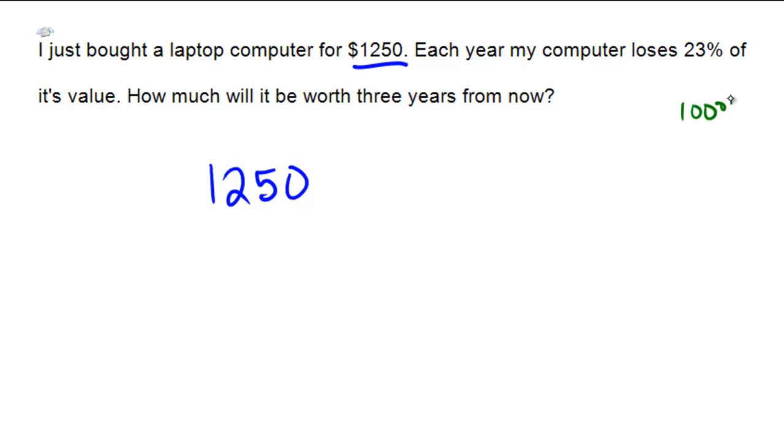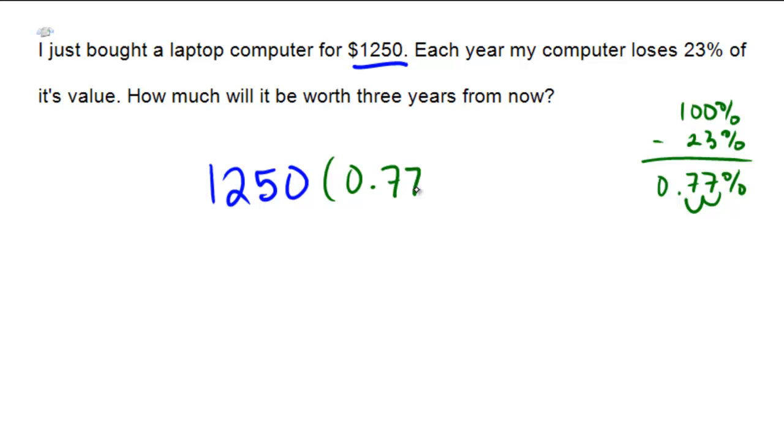So if I have 100% to begin with, but I lose 23%, that means I'm only retaining 77%. And notice as a decimal, that's 0.77. So inside of my parentheses here, I'm going to have the exponential decay of 0.77. Okay, that's corresponding to the 23%. And how far in the future am I looking? Looks like I'm looking about 3 years into the future, so we'll raise that to the power of 3.